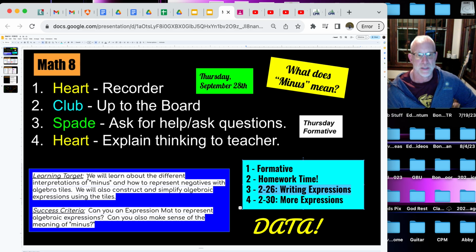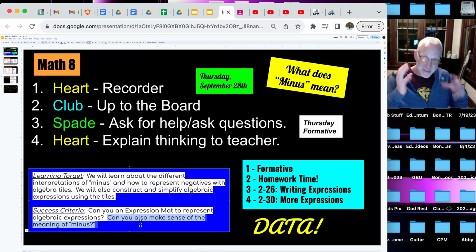Our learning target today: we will learn about the different interpretations of minus and how to represent negatives with algebra tiles. We will also construct and simplify algebraic expressions using tiles. So what does that mean for you? Can you find the expression mat in your eTools? Can you use the expression mat to represent algebraic expressions? And can you also make some understanding of what it means to use minus, especially when we talk about the opposite zones in the expression mat?